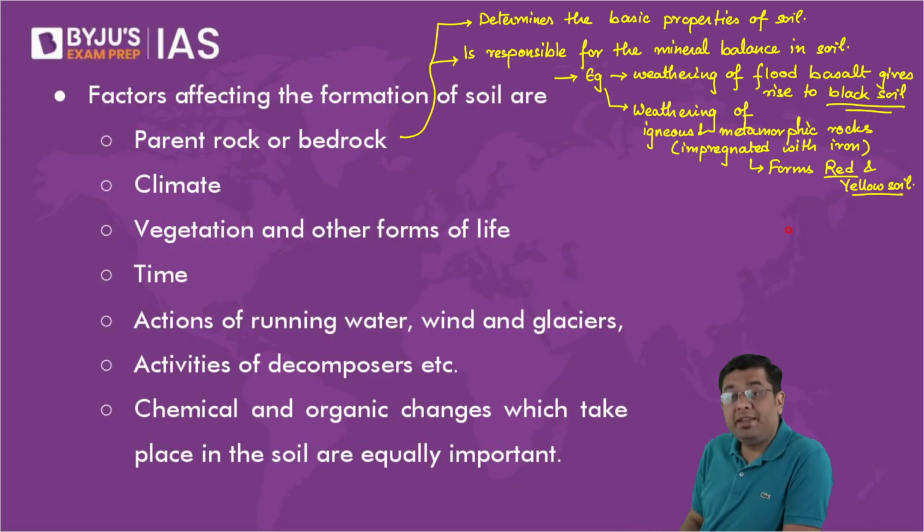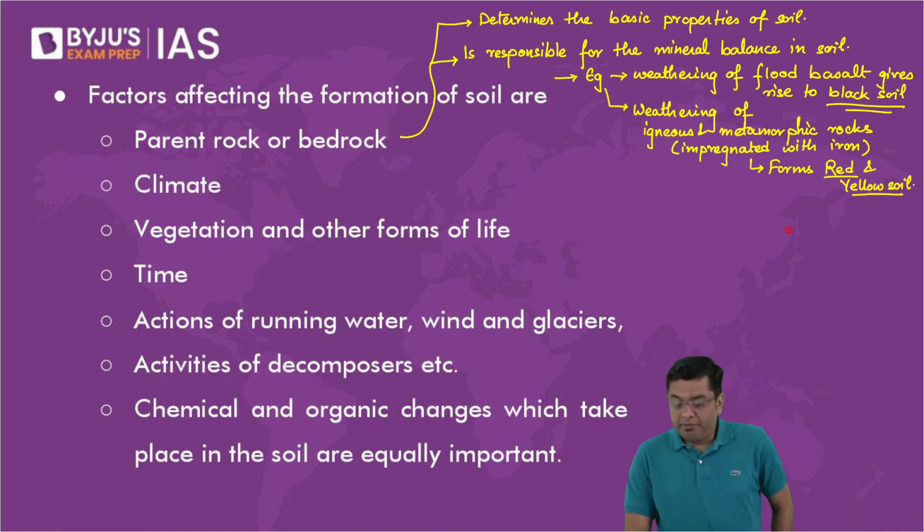So where do we find these igneous and metamorphic rocks in our country? Across the Chota Nagpur Plateau, across the Bastar Plateau, across the region of the Karnataka Plateau, across the areas and stretches of the Bundelkhand Plateau, and so all these areas you will find the red and yellow soil.